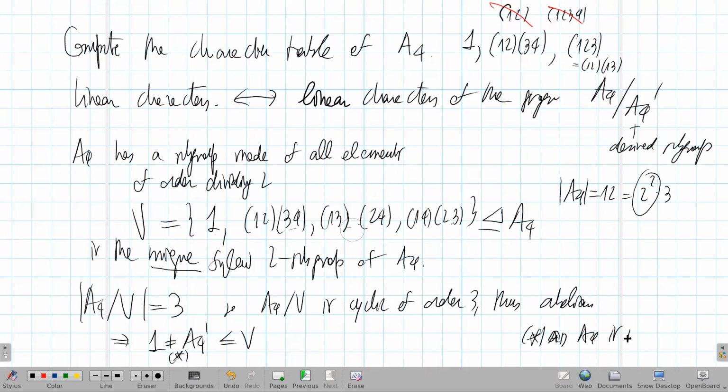A4 is not abelian. Easy to see. I mean, you take a product of 2 elements, for instance, (1 2 3 4) and (1 2 3), and see that they don't commute. But the point is that actually the derived subgroup is V.